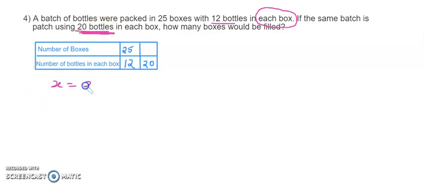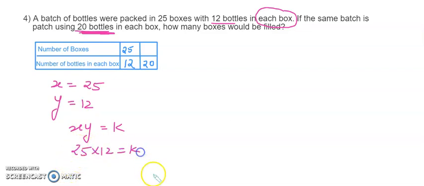So here, if the number of boxes is 25, the number of bottles put in each box is 12. So it's indirect. xy is equal to k. Why? Because if I increase the number of bottles to be fit into a box, then the size of the box should be bigger, right? And the number of boxes we require is less. So it will be 25 multiplied by 12, which is k, right? So we'll find the k. I'll just write the k on the right side. So k equals 25 multiplied by 12, which is 300.